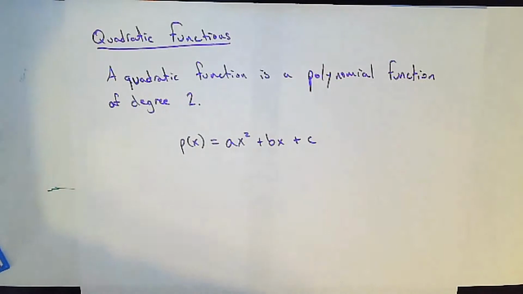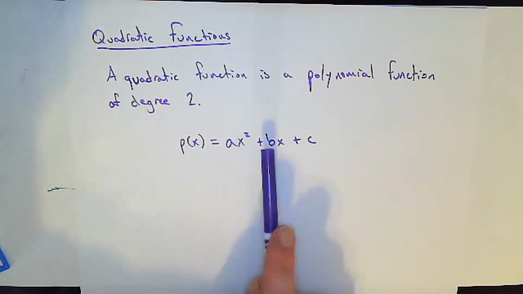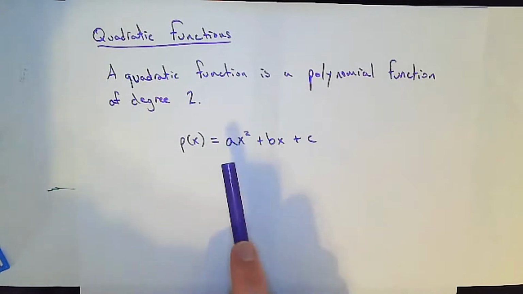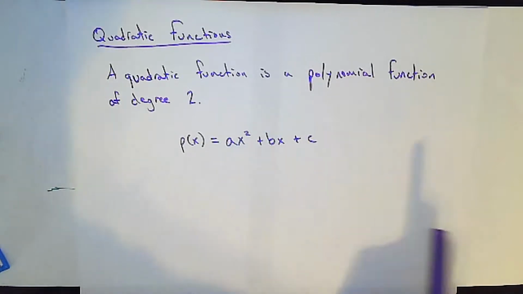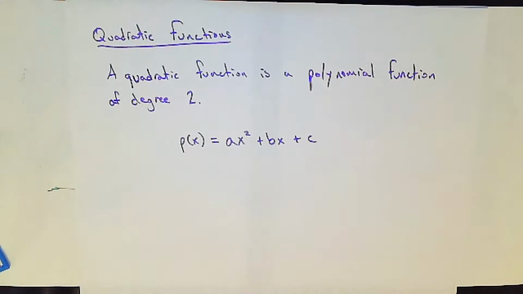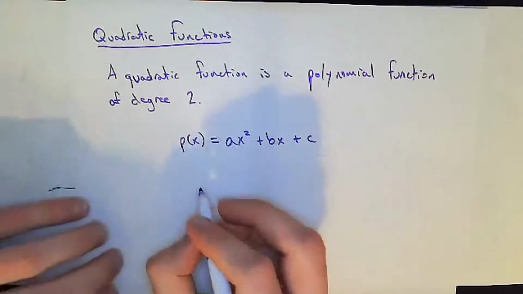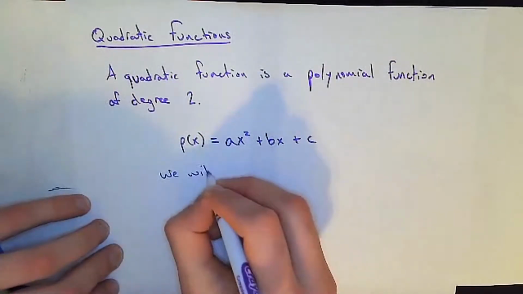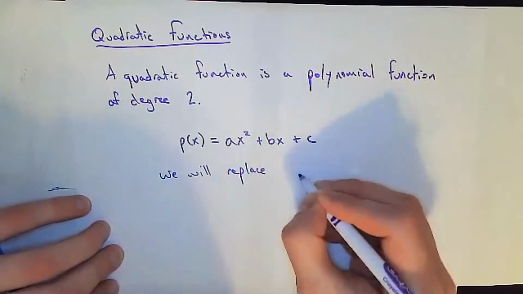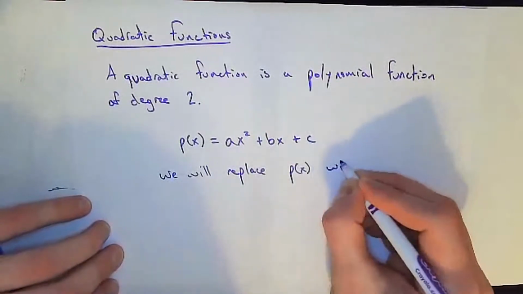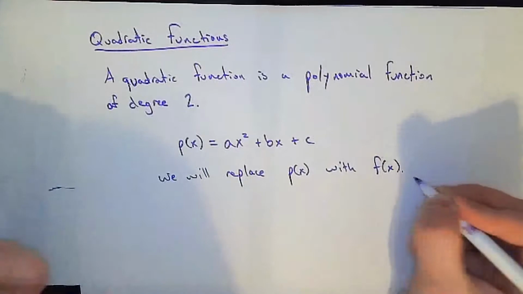Now, of course, if you go outside of a degree 2, then you've got to use different letters, right? Like a linear thing, we use mx plus b a lot, or ax plus b. Or for a cubic thing, you would need ax cubed plus bx squared plus cx plus d, right? So just notation here, that's all. And we will replace p of x with just a generic f of x. Okay.